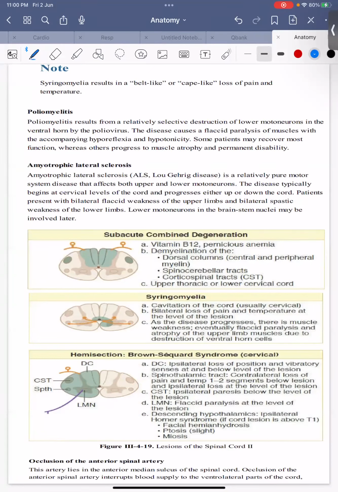Then, as I told you, poliomyelitis is due to the destruction of the ventral horn motor neurons caused by the polio virus. This causes the flaccid paralysis, hyporeflexia, hypotonicity. Okay. It can lead to the muscle atrophy and permanent disability.